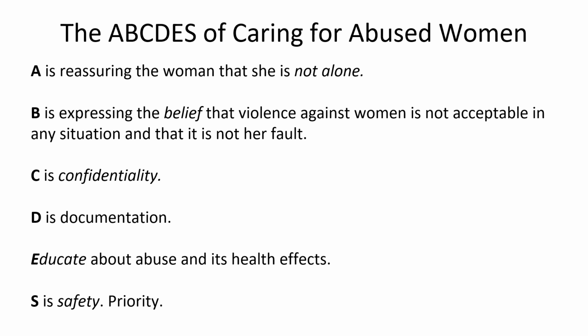E is education about the cycle of violence and that it will escalate. Educate them about abuse and its health effects. Help her understand that she's not alone. Offer appropriate community support and referrals, and display posters and brochures to foster awareness of this public health problem.